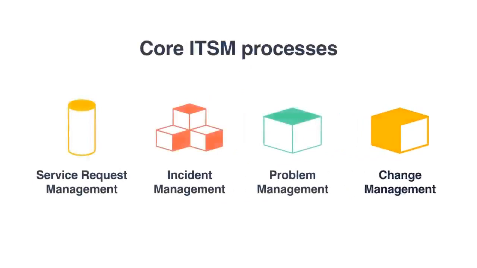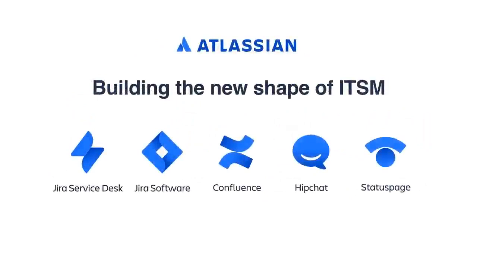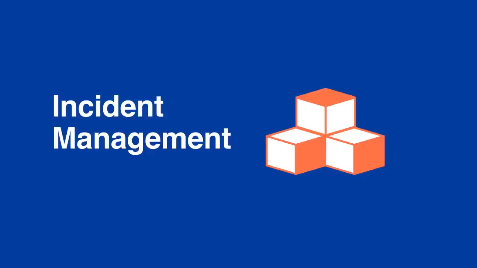With these core ITSM processes in mind, Atlassian has developed a suite of tools that work for each one: Jira Service Desk, Jira Software, Confluence, HipChat, and Status Page. Rather than dive straight into how each product works for each of the processes, we thought we'd first walk you through a real-world example we experienced here at Atlassian of how these products were used within the Atlassian ITSM framework.